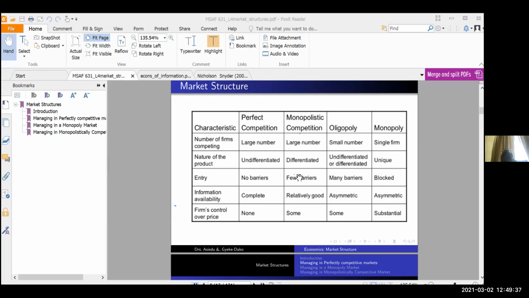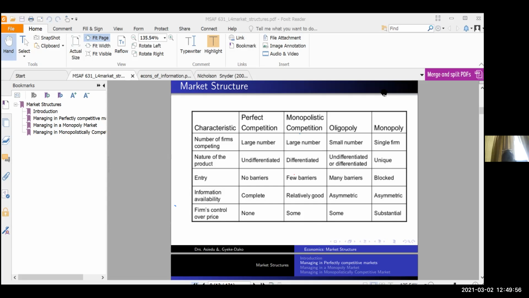Few barriers. Maybe if you want to sell alcohol, there are some regulations. You can't just get up and sell alcohol. Relatively good information, but the price differences will be there. Okay, so maybe it's a good example. I can take another, Elizabeth. Yeah, let me take one lady.